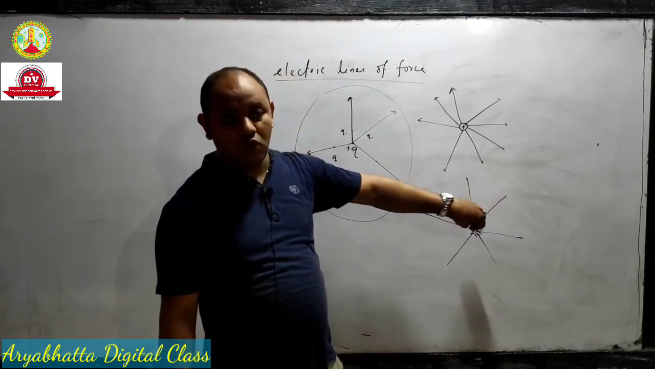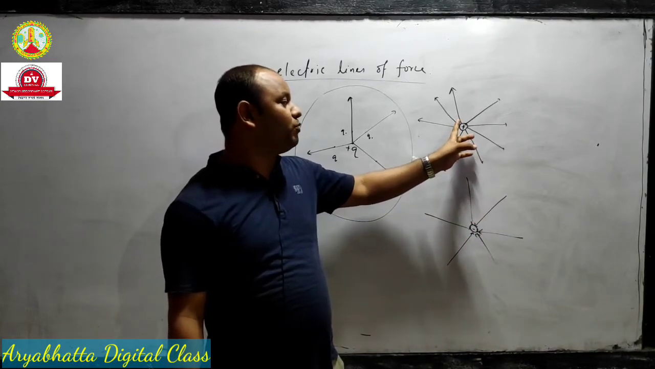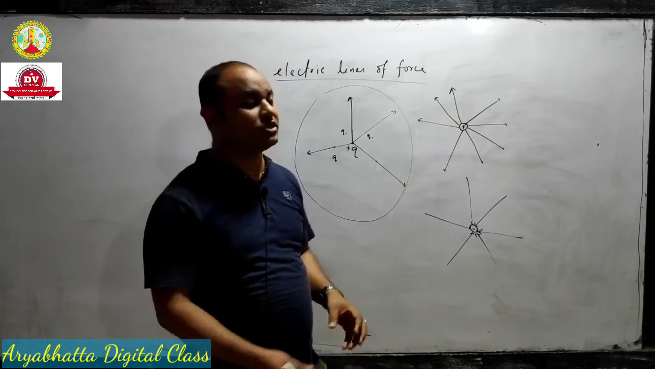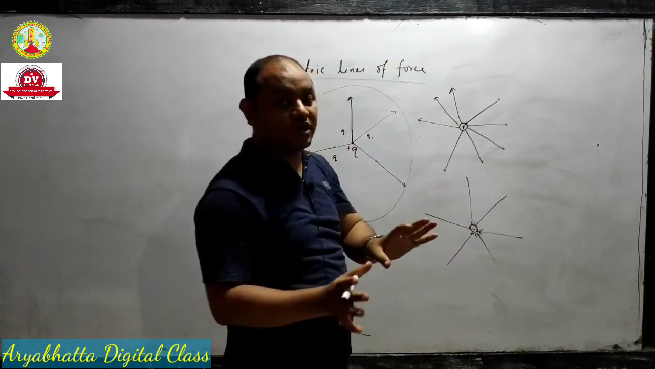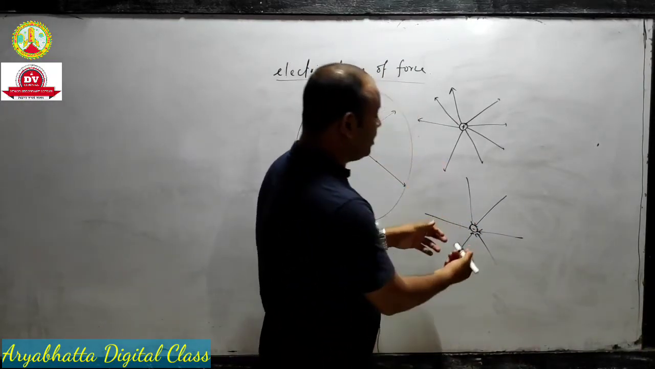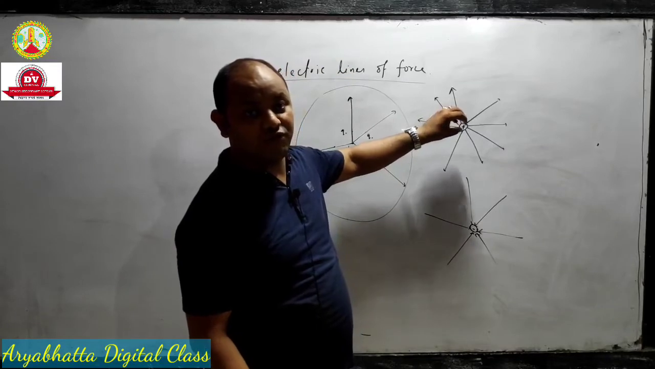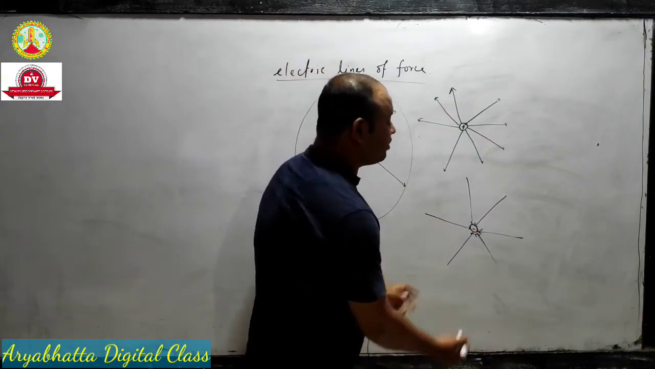It will finish on a negative charge. Okay, if you consider a single positive point charge, from that positive point charge electric field lines will be emerging out like this. And if you consider a single negative charge, the electric field lines will be converging like this. That means positive charge से electric field lines निकलता है और negative charge में क्या होता है? Electric field lines finish होता है.